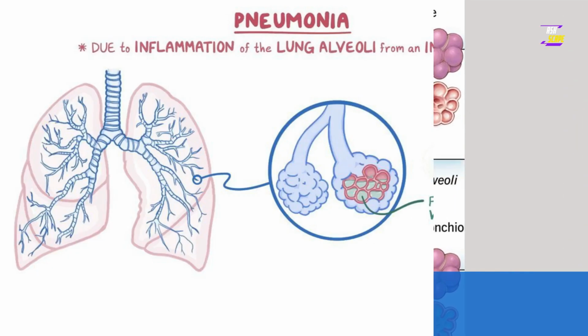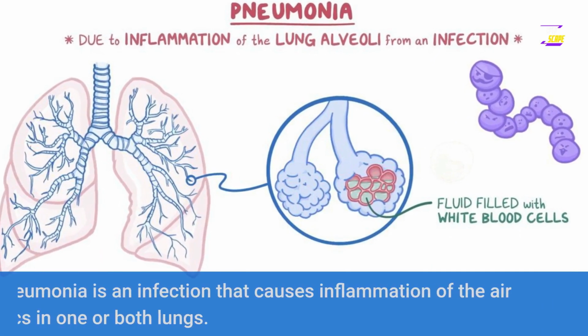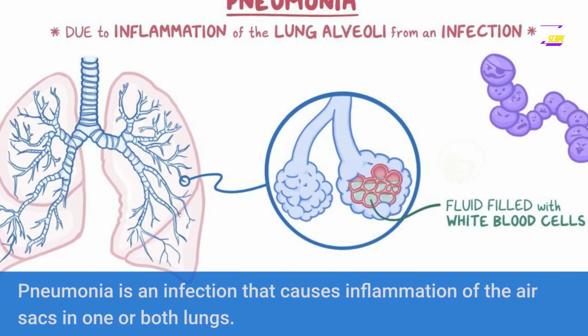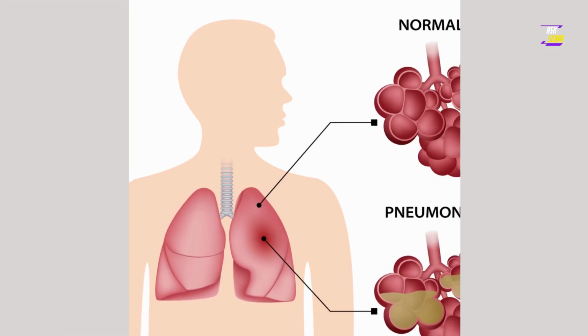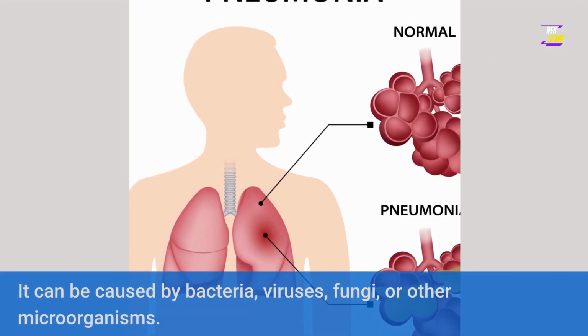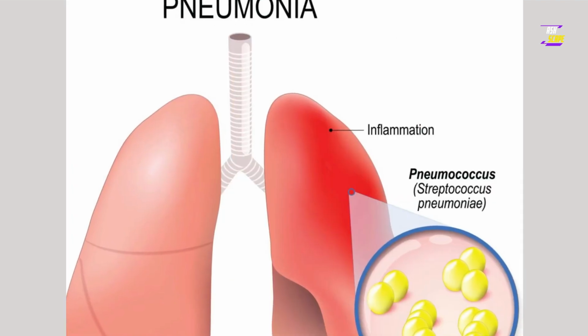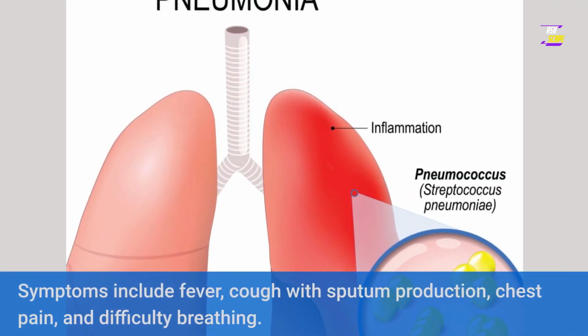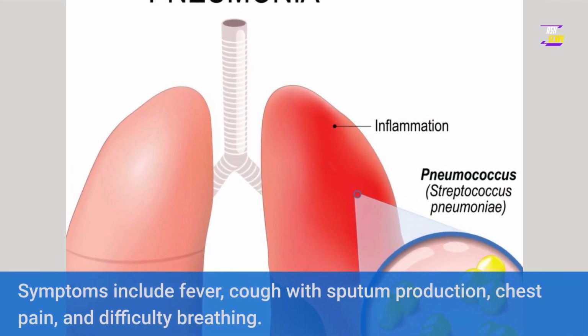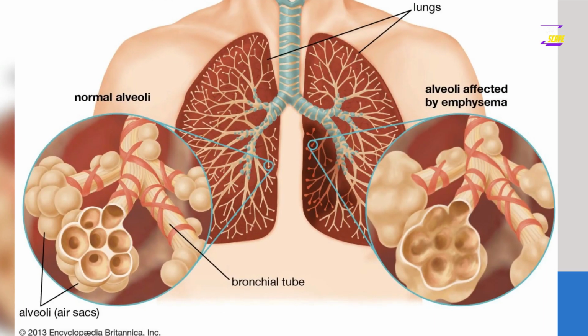1. Pneumonia. Pneumonia is an infection that causes inflammation of the air sacs in one or both lungs. It can be caused by bacteria, viruses, fungi, or other microorganisms. Symptoms include fever, cough with sputum production, chest pain, and difficulty breathing.